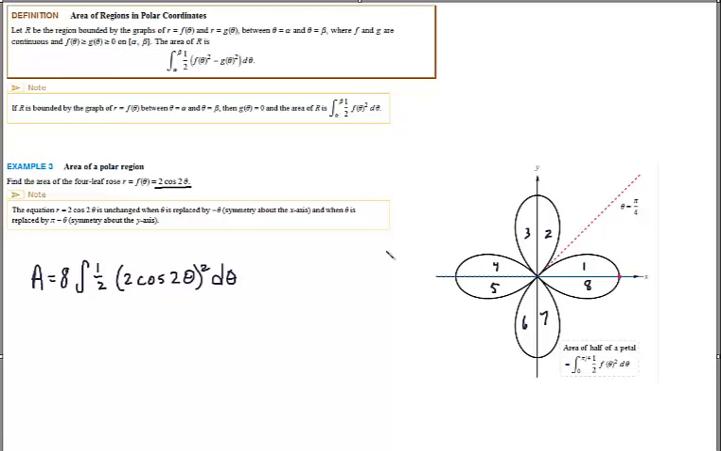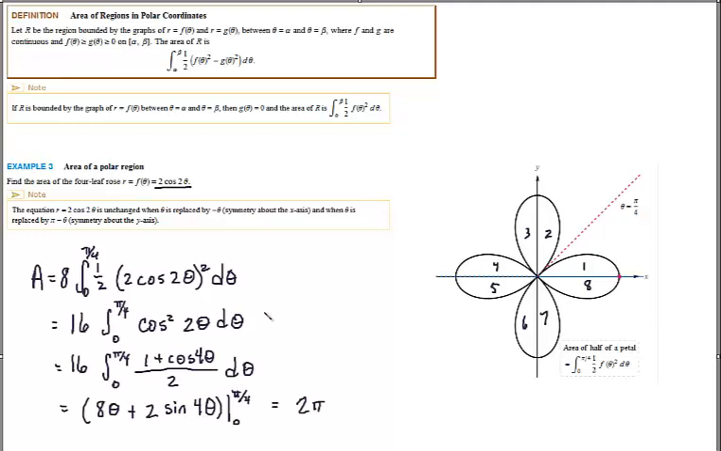And in making this, just making this first half of the petal here, my theta ranges from 0 to pi over 4. And now it's just a matter of integrating. In doing my integration and using a double angle formula, which made this thing integrate nicely, I get that the area under this curve is 2 pi.